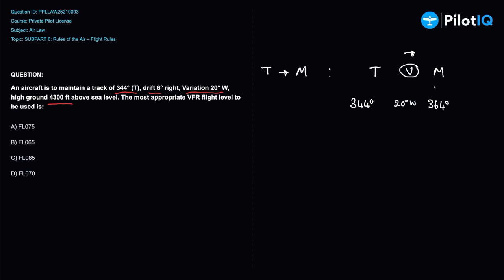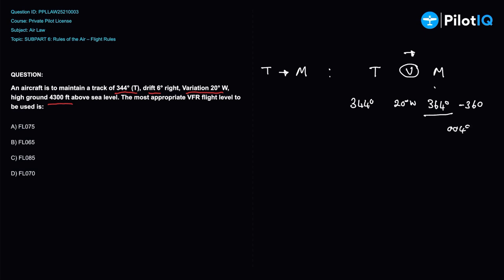Inversely, if the variation was east, you can remember variation east, magnetic least, meaning you would have to subtract the variation from the true track to get the magnetic track. But in this case, we have a magnetic track now of 364 degrees. Now, 364 degrees is the same as, if you minus 360, 004 degrees.